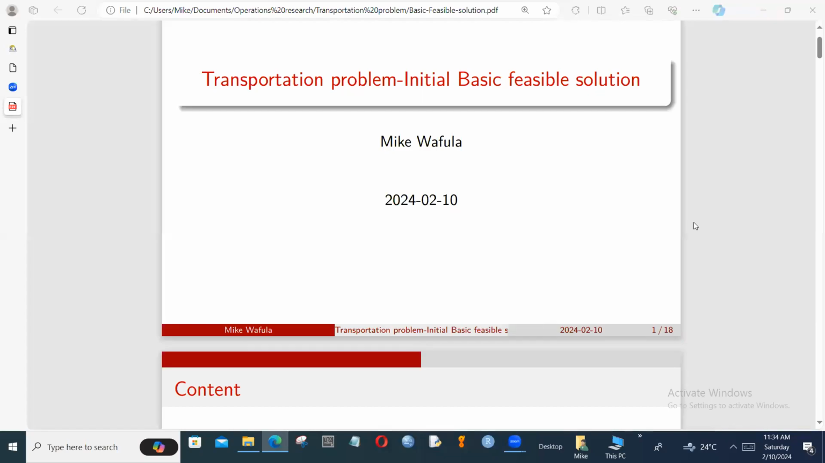Yes, welcome. So the transportation problem has mainly two phases. There is what we call the initial feasible solution. That's the first phase, and the second phase is optimization. So we want to look at just the first phase today.